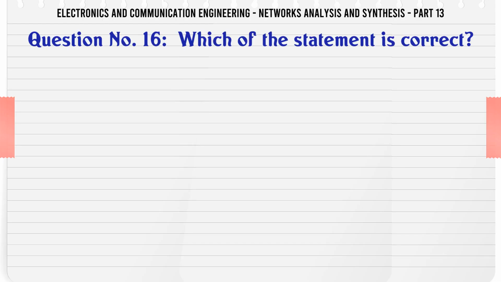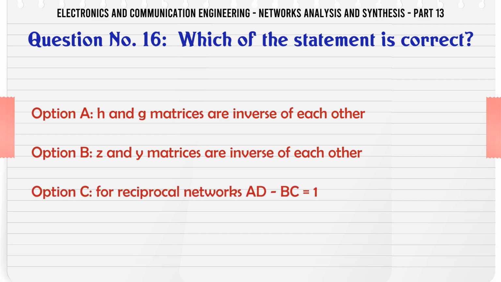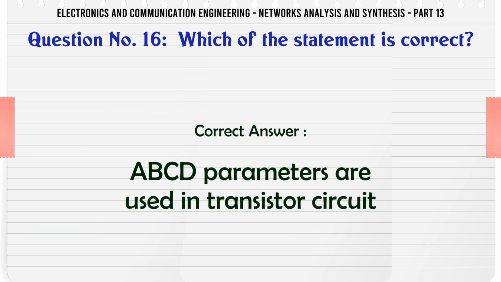Which of the statements is correct? A. H and G matrices are inverse of each other. B. Z and Y matrices are inverse of each other. C. For reciprocal networks AD − BC = 1. D. ABCD parameters are used in transistor circuit. The correct answer is ABCD parameters are used in transistor circuit.